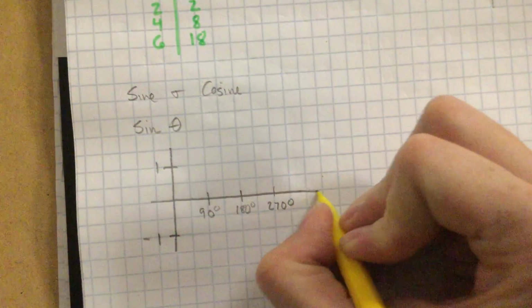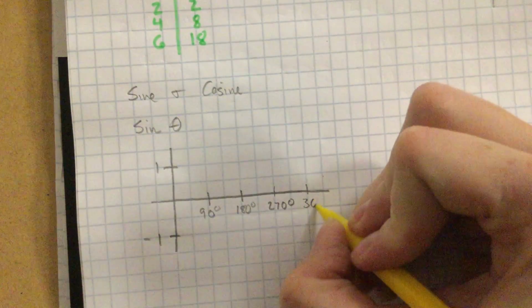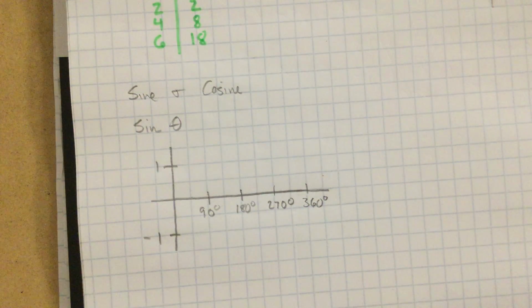270 degrees. He didn't even bring me anything. Thanks, Calvin. 360 degrees. Okay?